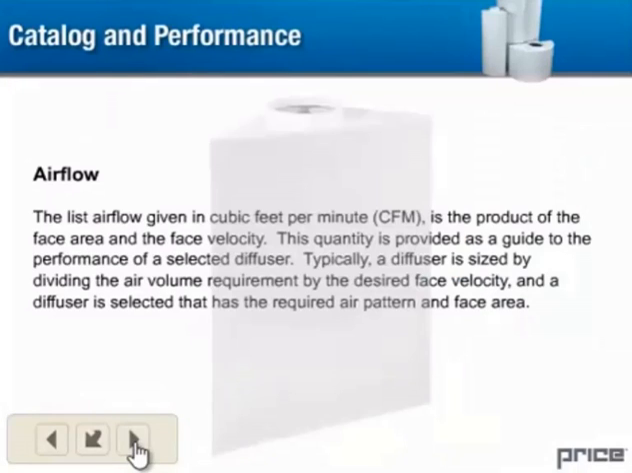The listed airflow, given in cubic feet per minute, is the product of the face area and the face velocity. This quantity is provided as a guide to the performance of a selected diffuser. Typically, a diffuser is sized by dividing the air volume requirement by the desired face velocity. A diffuser is then selected that has the required air pattern and face area.